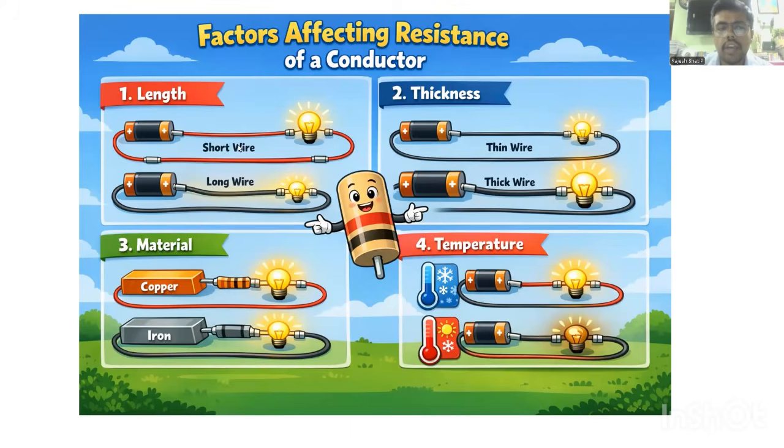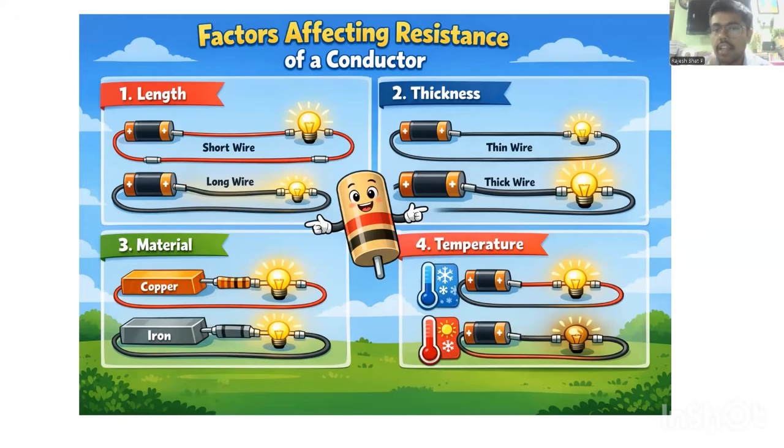If you see this red wire here and the black wire here, and the bulbs, the red one is glowing more. That is because the length is very much less. Short wire, it's already written: length is less, so it will glow more. Why? More the length, more the resistance.